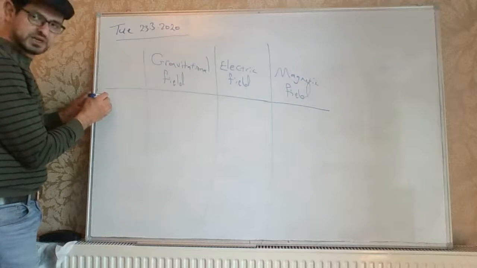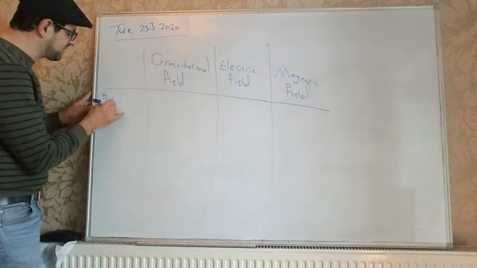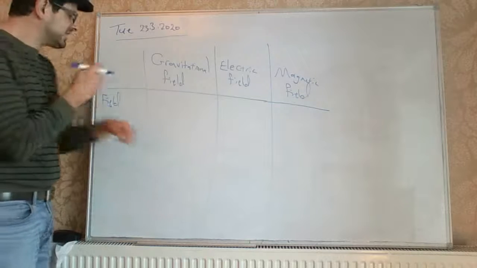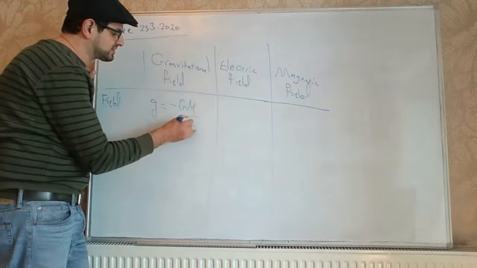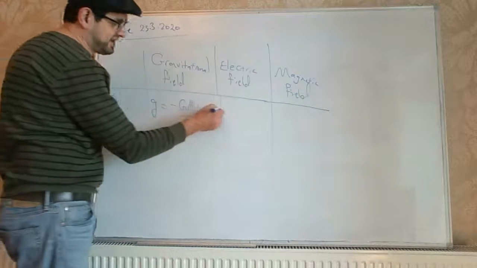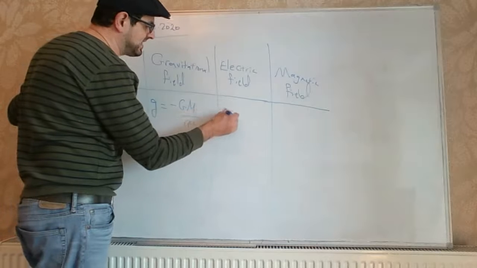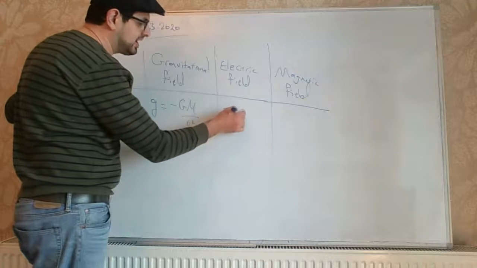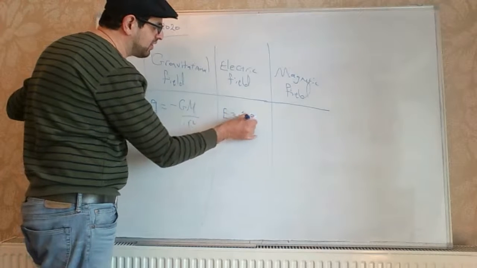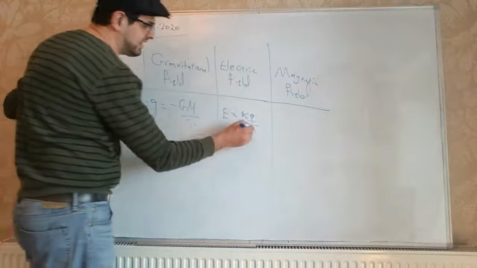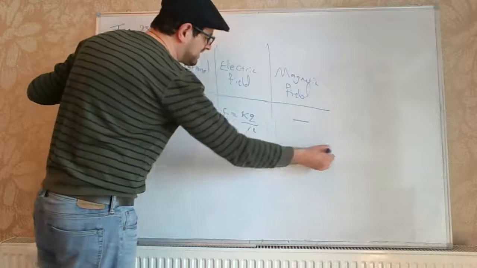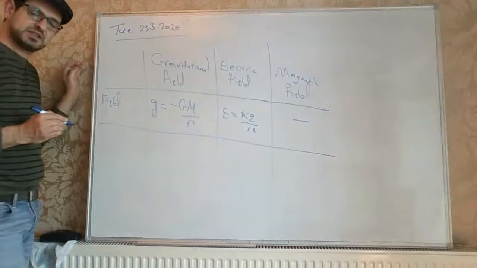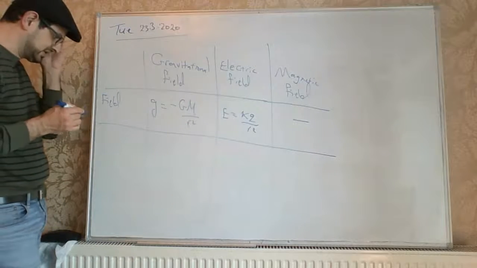Now, if I ask you, what is the field equal to? In the gravitational field, we said g equals negative GM over r squared. In the electric field, we said E is equal, without the negative, kQ over r squared. And here, we did not calculate the field by itself. There is an equation we did not take.